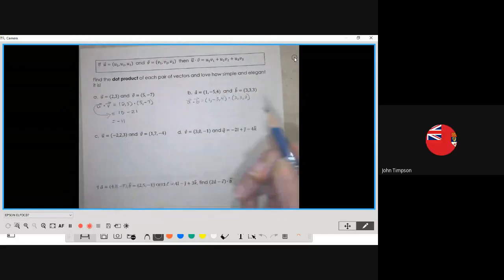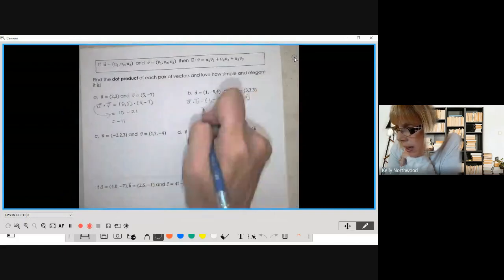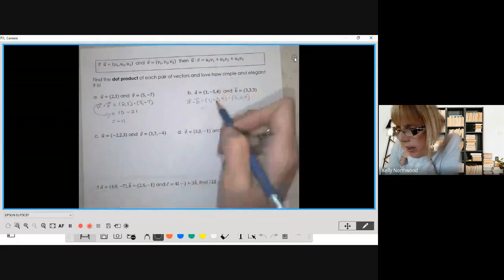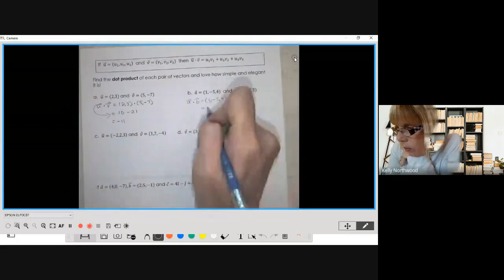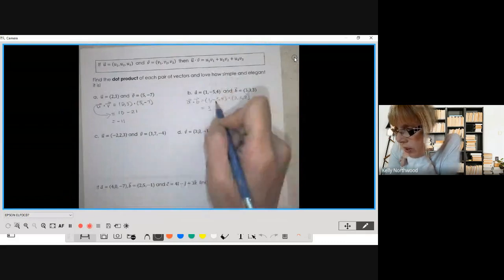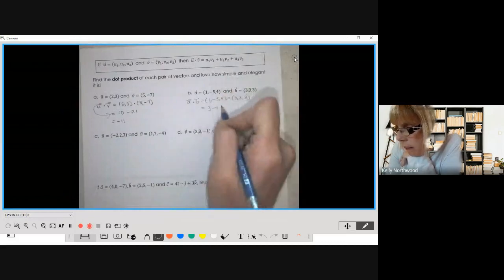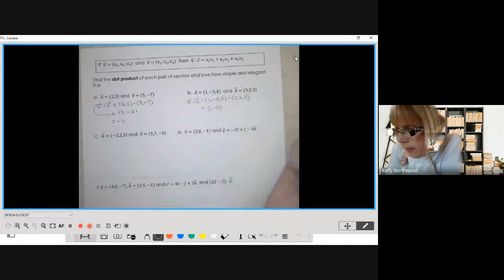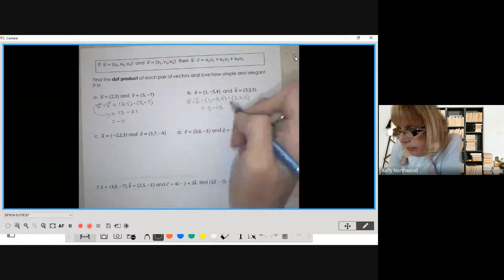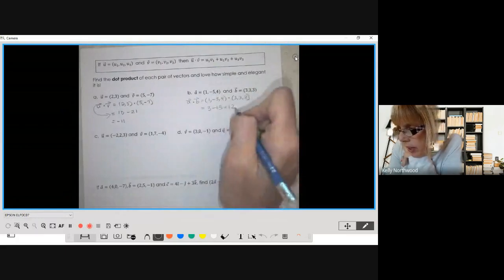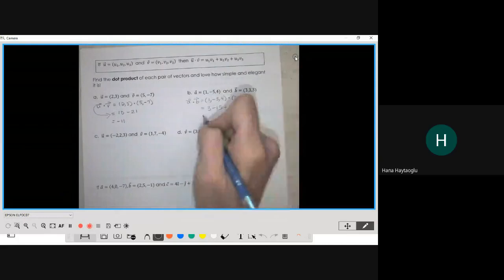So again, here I'm going to multiply the x components, 3, plus the y components multiplied together, which turns out to be negative 15, plus the z components. So that's going to give me 0.